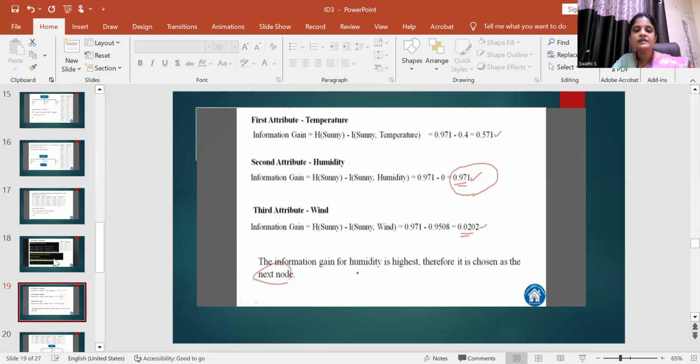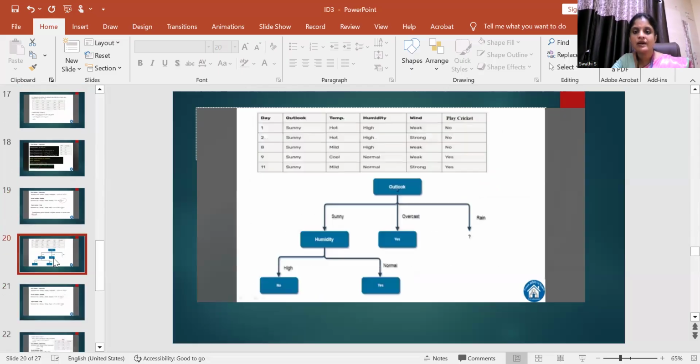0.0202. Here, the humidity has the highest, so it will be chosen as the next node. Here, already we have placed the root node as the outlook. After that, overcast is closed with yes. So when you are expanding the sunny, the humidity has the highest information gain value. So I have placed the next node as humidity.